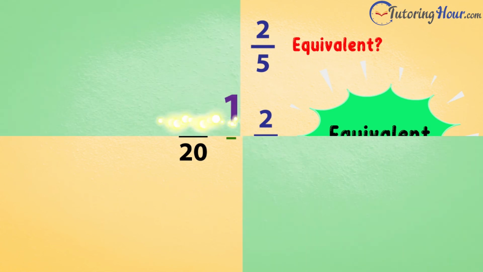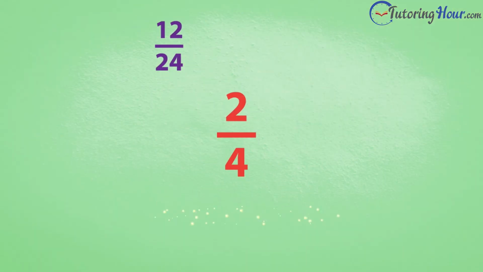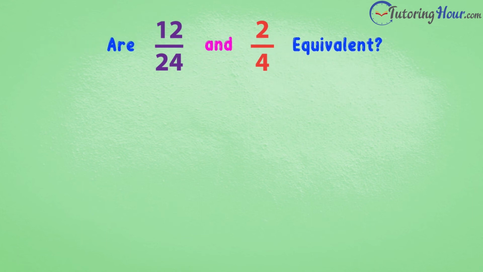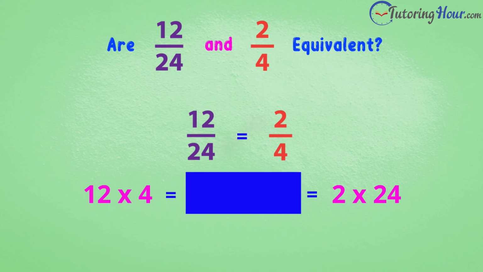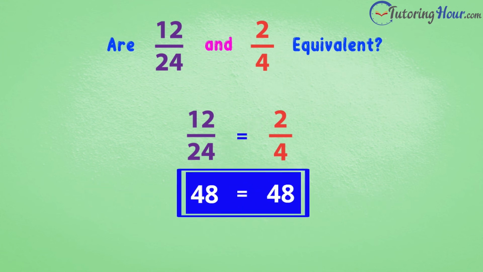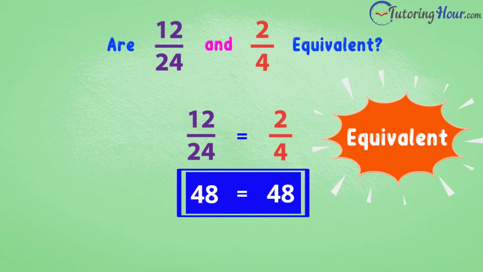Let's check if 12/24 and 2/4 are equivalent fractions. This time, we'll cross-multiply. 12 times 4 is 48, and 2 times 24 is 48. Since both products are the same, the 2 fractions are equivalent. Looks like we have clued you in on equivalent fractions.